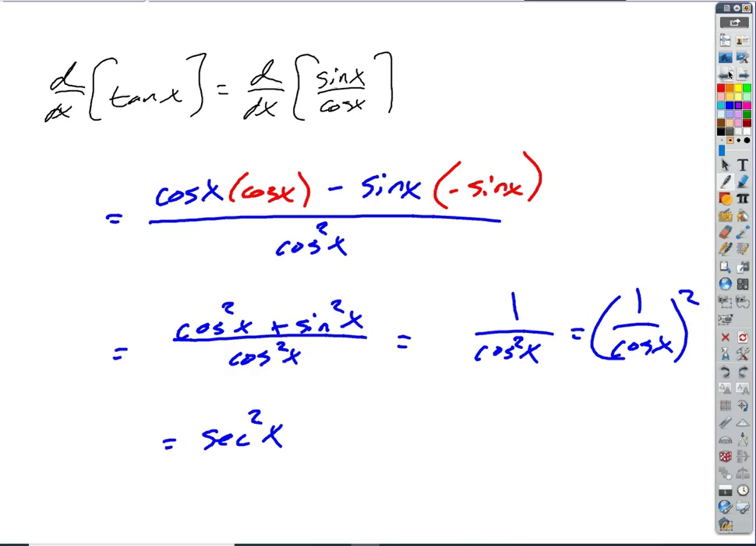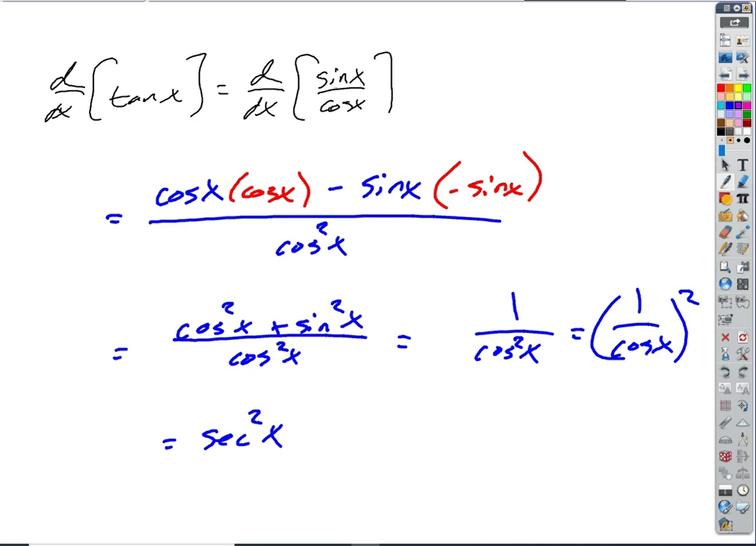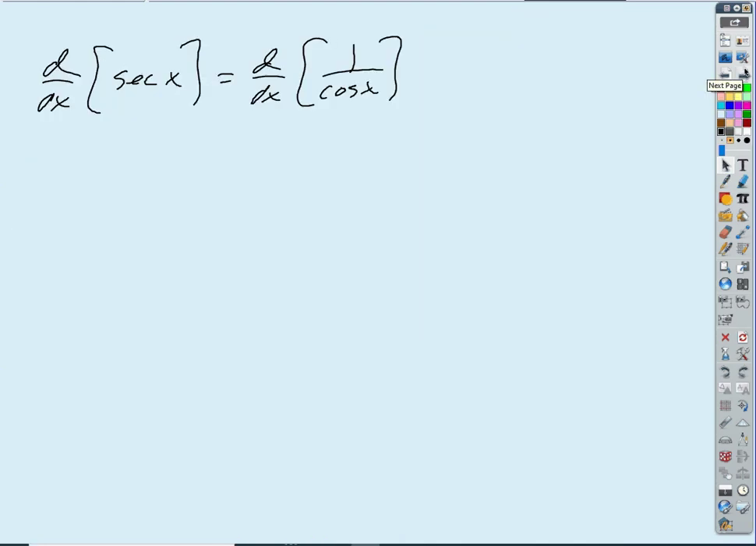So going back to our problem here, we came up with the derivative of tangent is equal to secant squared. Okay, so there's another standard form we can add to our list. Let's do the derivative of secant too while we're at it. Secant is just 1 over cosine.